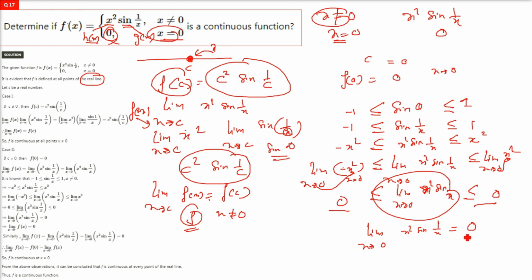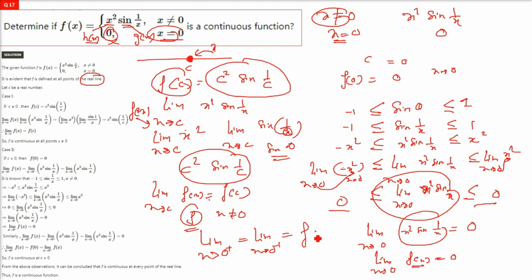You have got this by putting 0 minus h and 0 plus h, left hand limit, right hand limit. That is also a valid way of doing it. But this is a better and shorter way to do it. Basically, limit x tends to 0 minus f(x) is equal to limit x tends to 0 plus f(x), which is the value of the function at 0, which is already given in the question, which is 0 when x is equal to 0. Left hand limit, right hand limit is equal to the value of the function at 0.